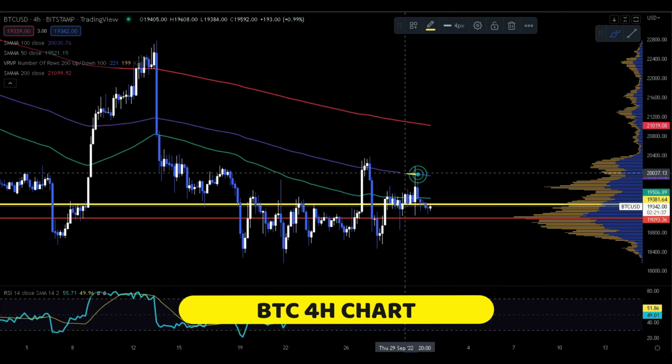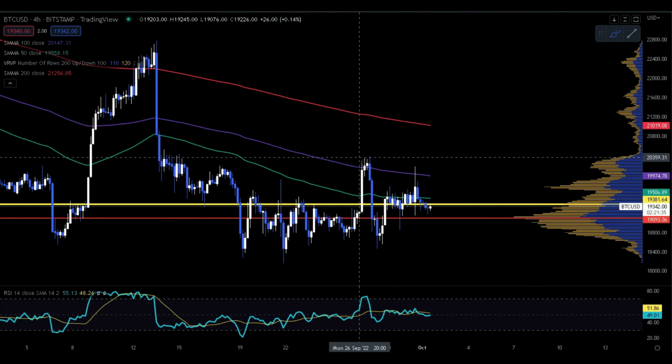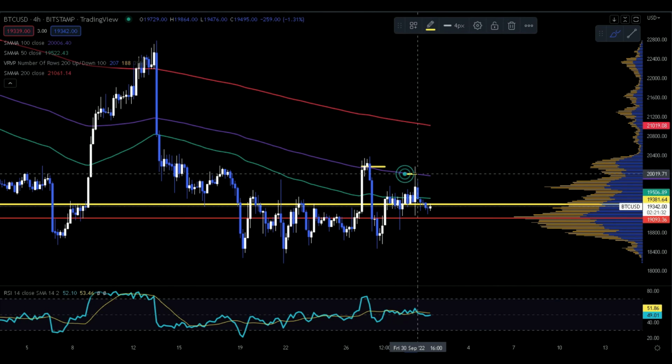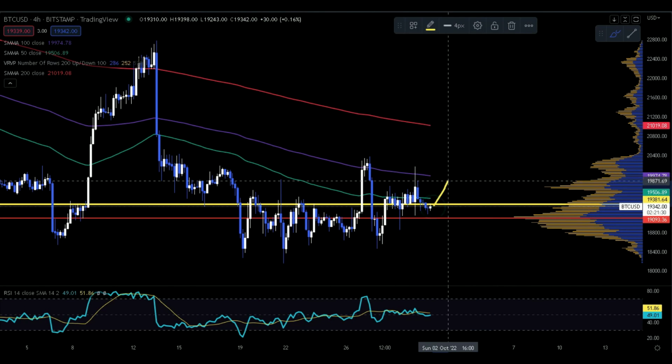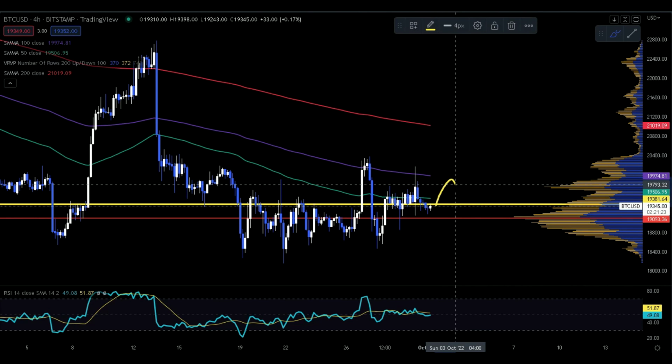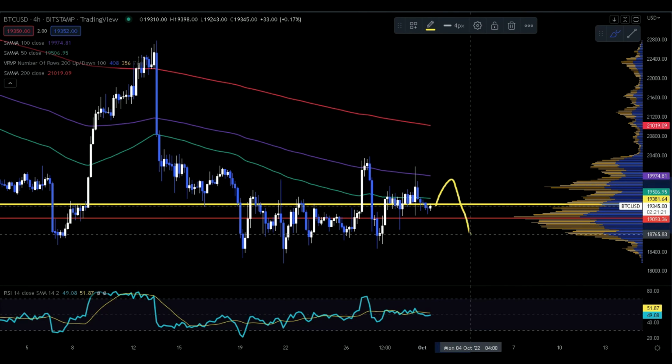Similar story, we can see purple moving average acting as resistance in the last few days. One rejection over here, another one over here. So a third one is possible. We cannot ignore that. Currently this will happen at around 20,000 mark. And from there we might see a decline back towards the 18.5 mark to find some support. If fails from here, then of course we will test the 16.5 mark.